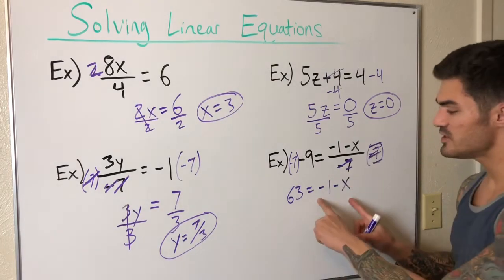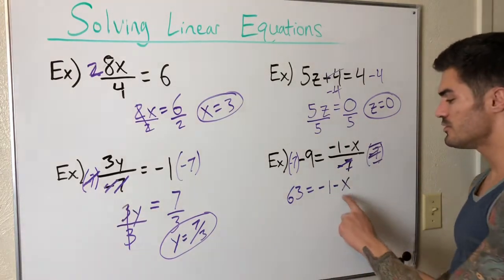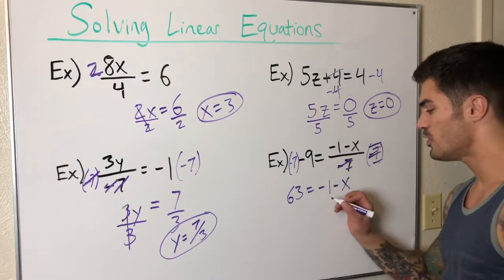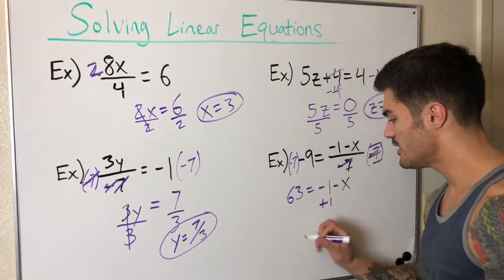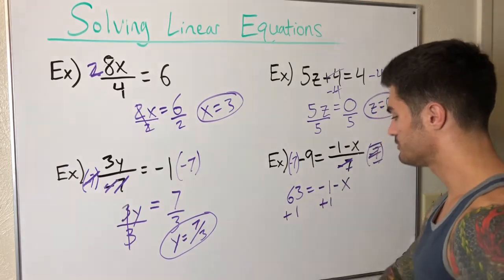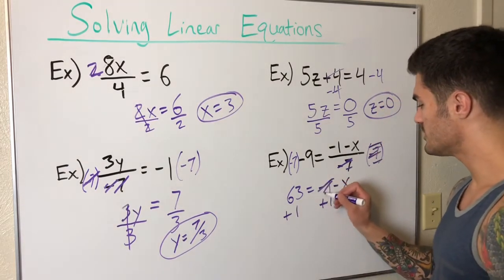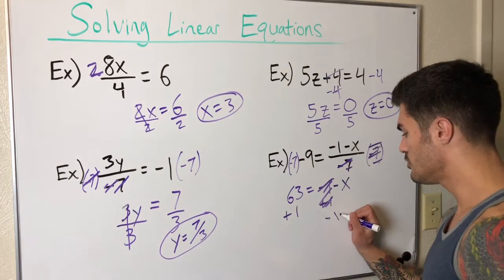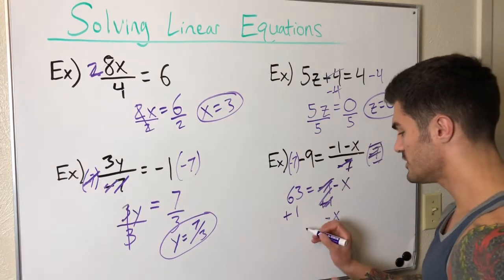And you could rewrite this. You could flip it if that's prettier for you. Negative x minus 1. Same idea though. What am I going to do? I'm going to add 1 to both sides. Add 1. So that gets rid of this minus 1. And I'm left with negative x equals 63 plus 1. That's 64.